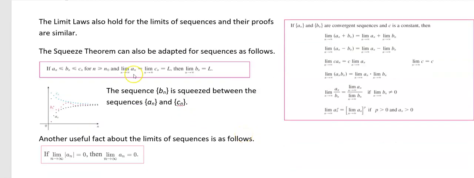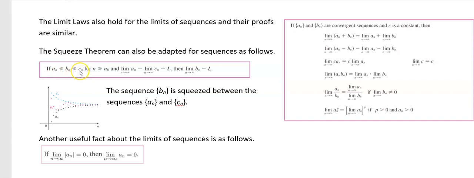There's also a couple of other theorems that you may have come across in prior calculus classes. So the first one is the squeeze theorem, and this can be adapted for sequences as follows. Basically the squeeze theorem says that if you have three sequences, sequence A, sequence B, and sequence C, sequence A is below sequence B, which both of these are below sequence C. So in other words, B is between sequence A and sequence C.